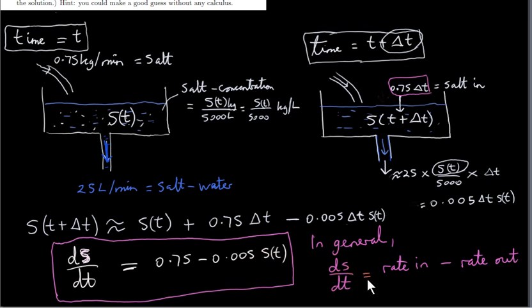In general, dS/dt is the rate of salt flowing into the tank minus the rate of salt flowing out of the tank. In this problem, the rate of salt flowing into the tank is a constant. It's 0.75. But the rate of salt flowing out of the tank is the rate of salt water flowing out of the tank, which is 25 litres per minute, multiplied by the concentration. The conc means the concentration of salt in the tank at time t. And that concentration is given by the amount of salt in the tank at time t, which is S, divided by 5,000. So we have 25 times S over 5,000, or 0.005 S.